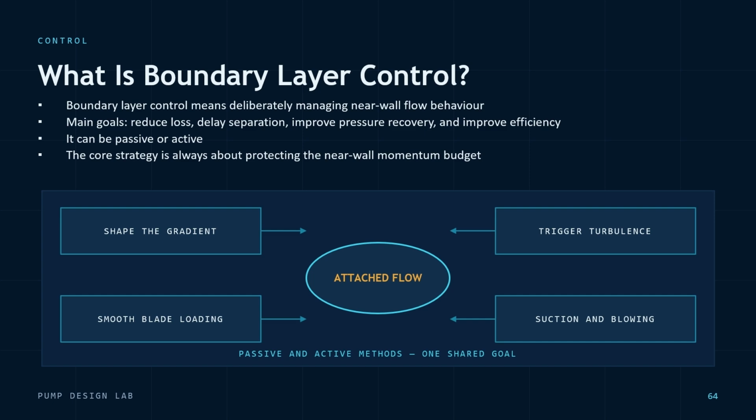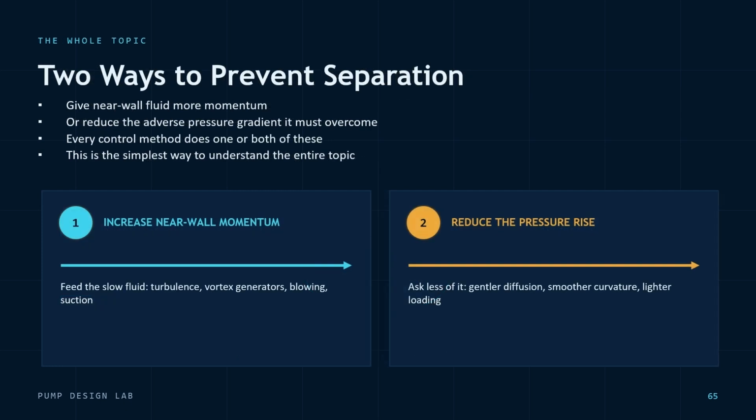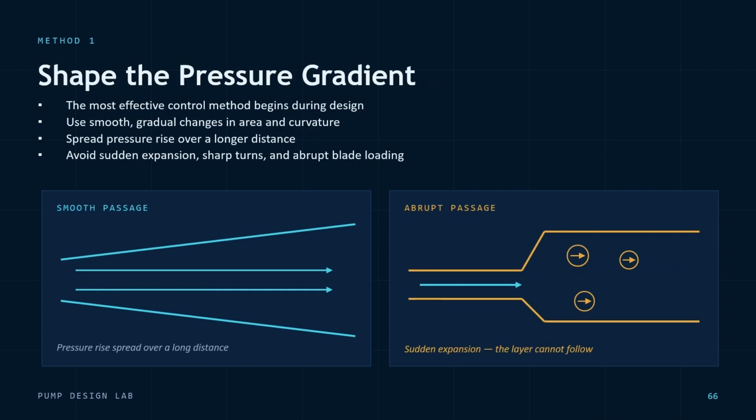Two ways to prevent separation. Nearly every boundary layer control method can be understood using two simple rules. First, give the weak near-wall fluid more momentum. Second, reduce the adverse pressure gradient that the near-wall fluid must overcome. Some methods do one of these. Some do both. This is the central logic behind the entire control toolkit. The first and most powerful strategy is to prevent an excessive pressure rise from appearing in the first place.